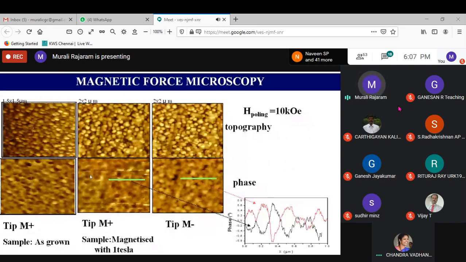And what we did is we changed the orientation of the tip. We changed the tip magnetization to minus, and then we scanned almost the same region. You can see here, this is almost the same region. Here, almost all the domains look bright. So this proves exactly that the domains in the pyramids are magnetic.